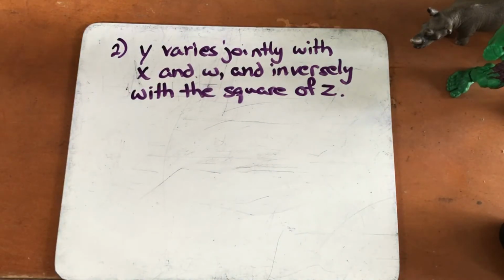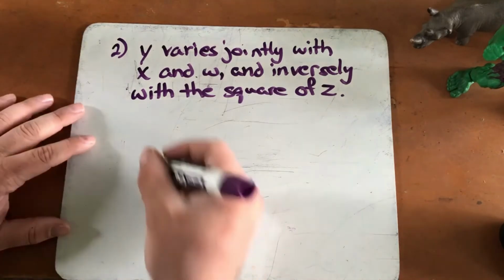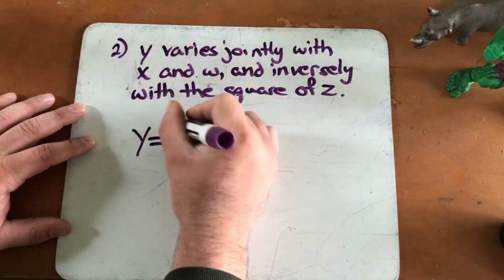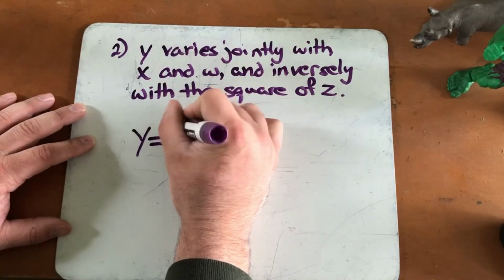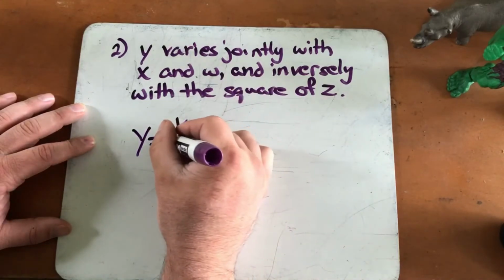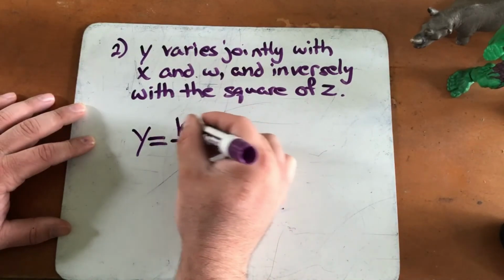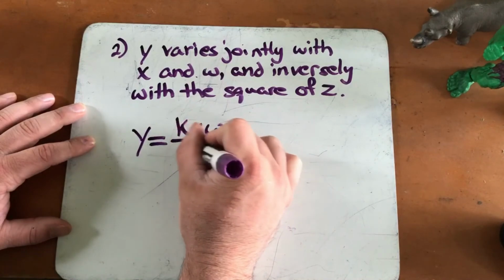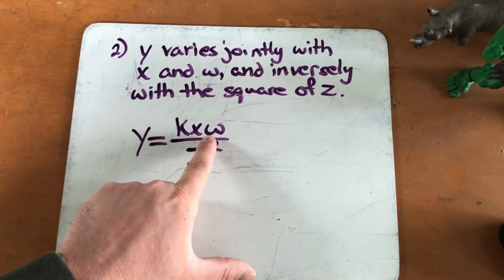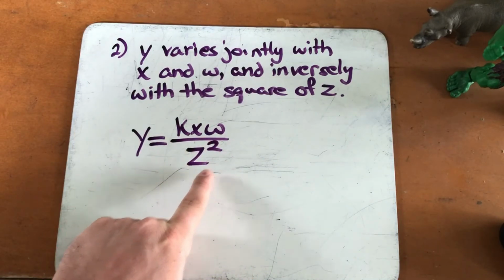All right, so if it says y varies jointly with x and w, they both go on top of the fraction, in the numerator. They go with the k. So I have k, x, w on top, and inversely with the square of z. So the numerator is kxw, and the denominator is z squared. Y varies directly with x and w, but inversely with z squared.